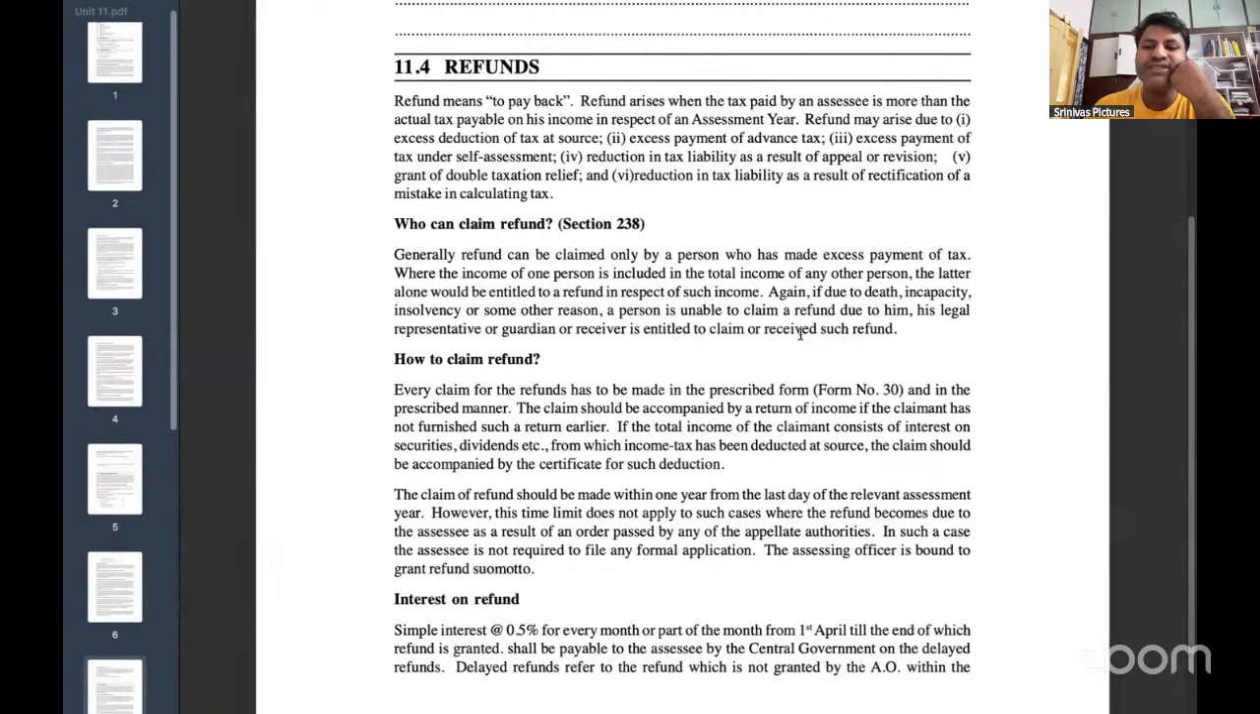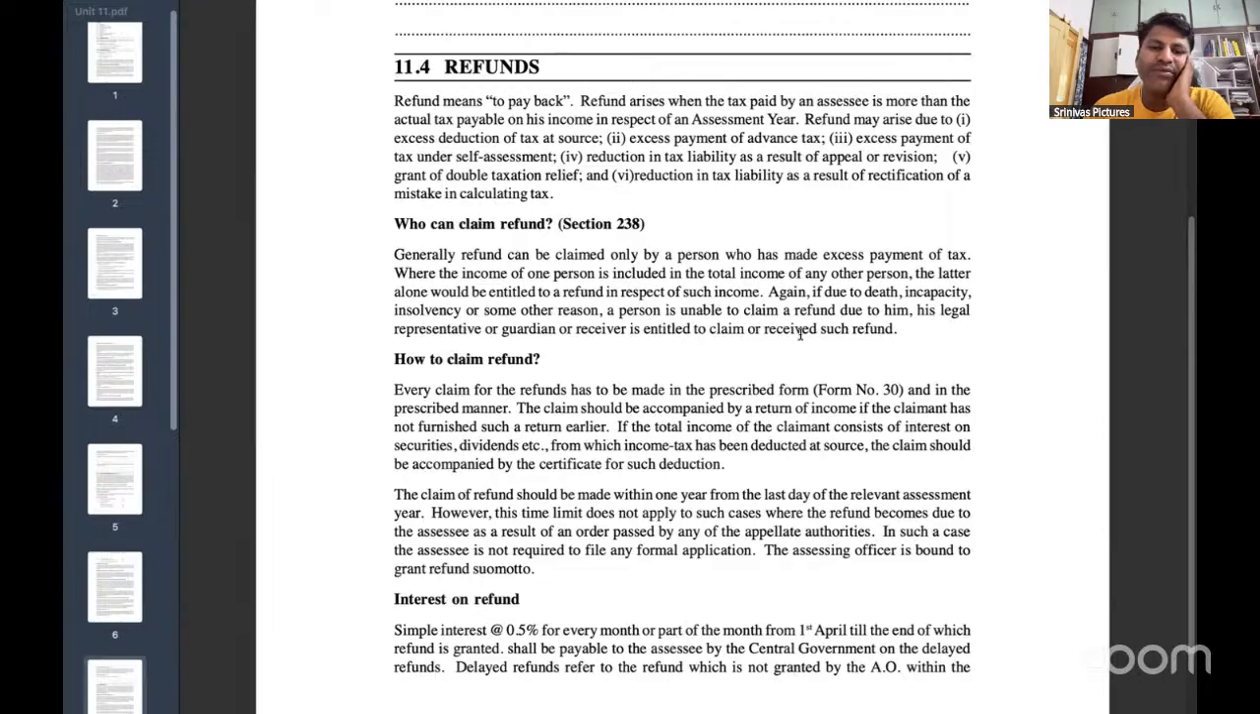Refund of tax arises due to excess deduction of tax at source, excess payment of advance tax, excess payment of self-assessment tax, reduction of the tax liability as a result of appeal or revision, grant of double taxation relief, and rectification. So these are all the situations in which we have a refund.